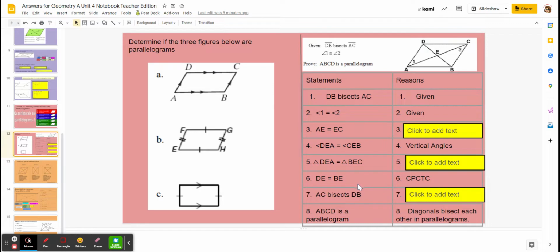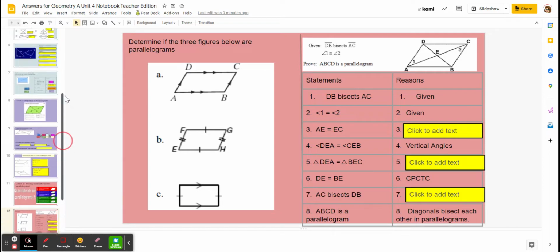So let's look at the first slide here where you had to answer. This is slide 12. On the left, you had to determine if the three figures below are parallelograms. So is this first one a parallelogram? You can always click insert and type in your answer, whether it is a parallelogram or not. Insert text box, put it right in there. But for this one, notice opposite sides are parallel.